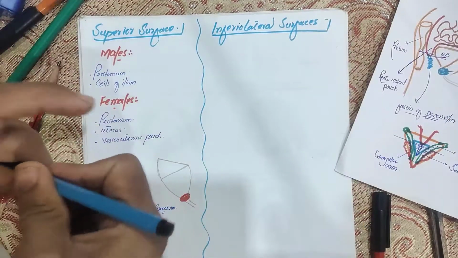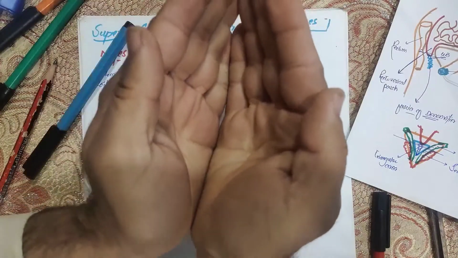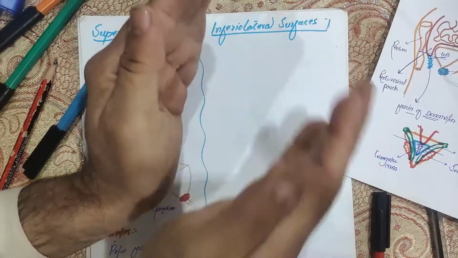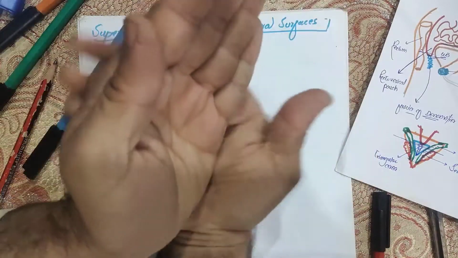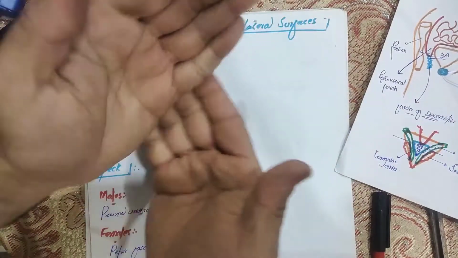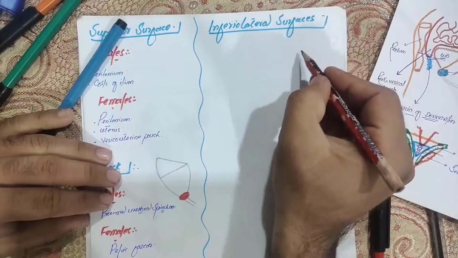Look, I will show you now. For example, this is your urinary bladder. This is the urinary bladder: this is the superior surface, the apex, posteriorly the base, and these two surfaces are called the inferolateral surfaces. So what are the structures which are in relation to the inferolateral surfaces?